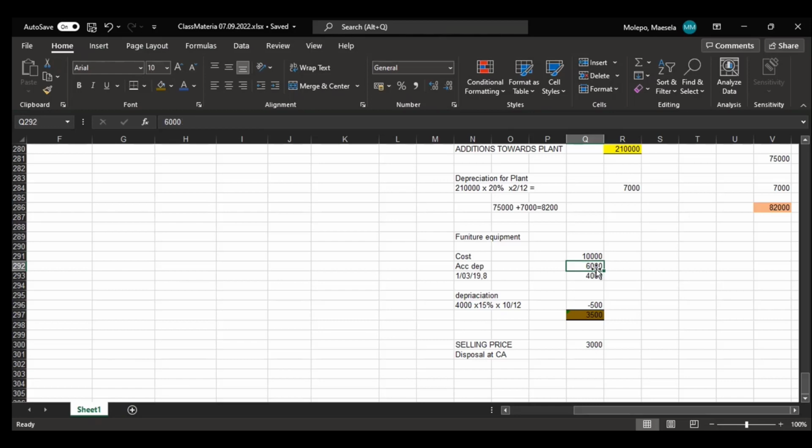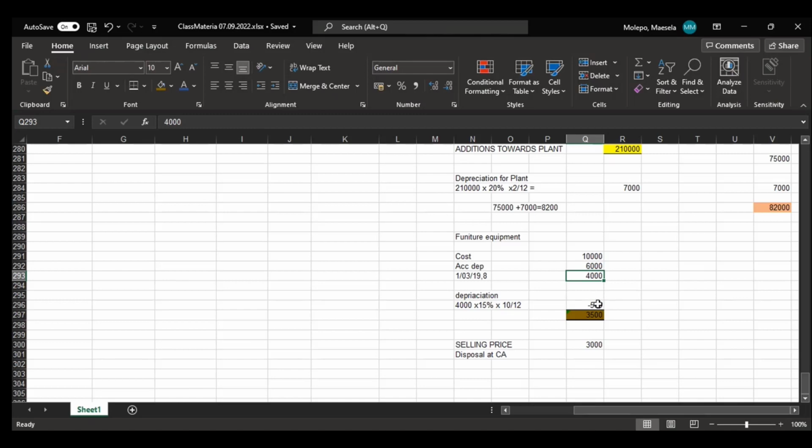We had a cost of 10,000. We less accumulated depreciation of 6,000. On 1 March 98, the carrying amount of the asset was 4,000, as given. You are happy, ne? Then from there, we calculate depreciation for the year for those 10 months, which was 4,000 multiplied by 15% times 10 divided by 12. It gave us 500, ne?